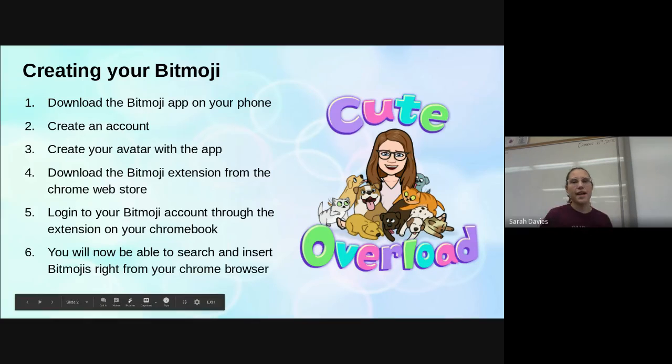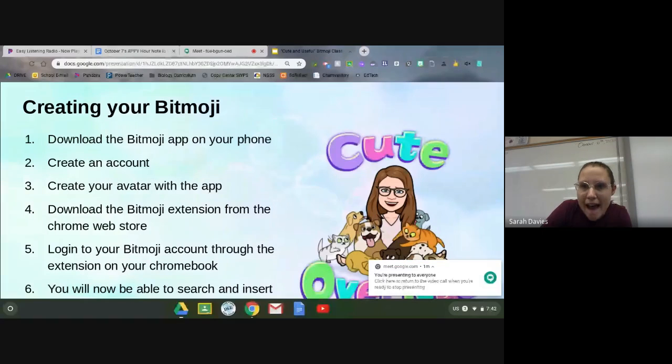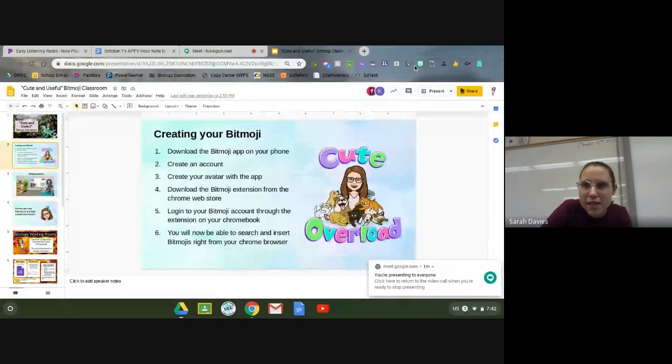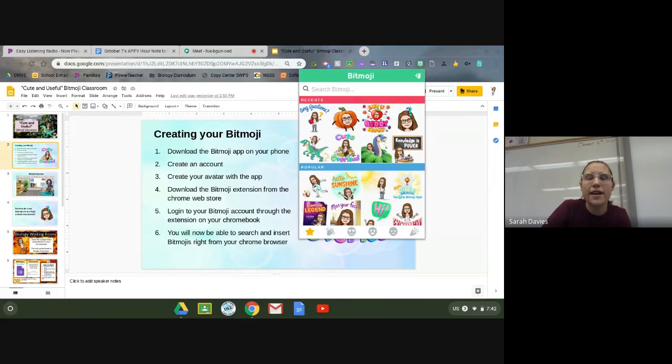Once you've created your Bitmoji, you would then download the Bitmoji extension on your Chromebook. And what this is going to do is put that add-on right at the top. So if you see where my cursor is circling on my screen, that is my Bitmoji extension that I have. And when I click on that, it opens up the Bitmoji search.